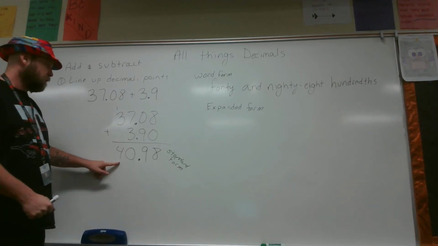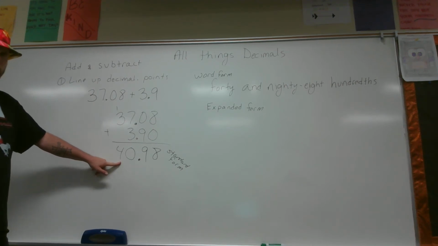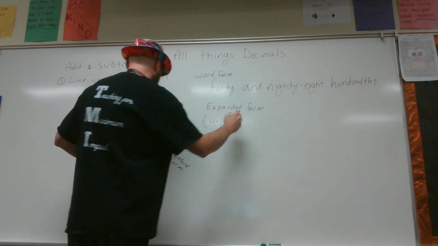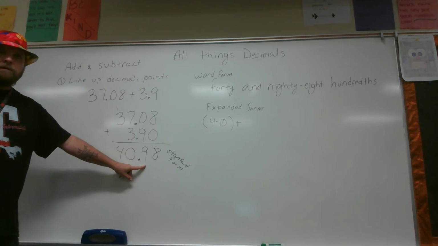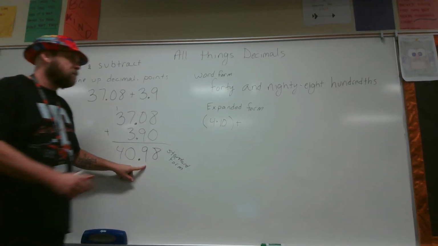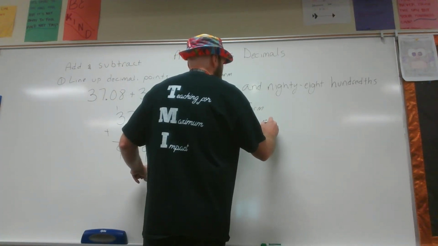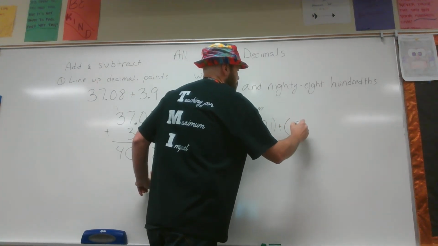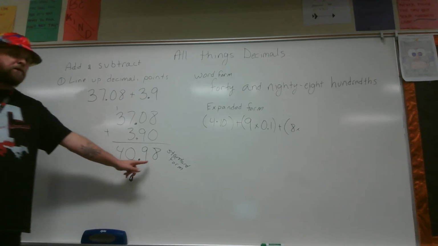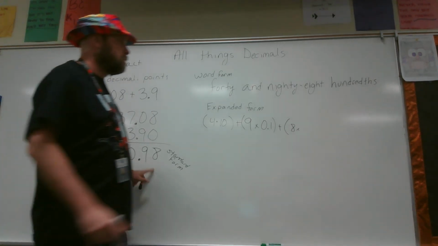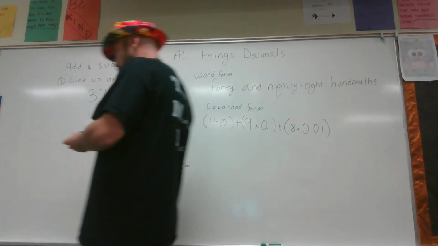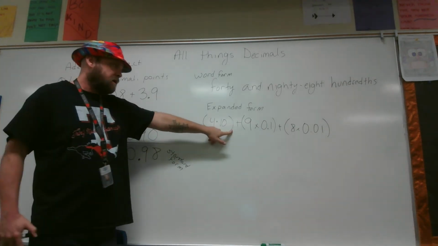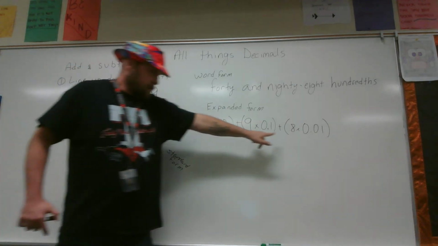What place value is the 4 in? 4 tens. Good. So you'd have 4 times 10 plus, do we have any ones? No. 9 tenths. Good. Plus 9 times 1/10, and then plus 8 times 1/100. What place is the 8 in? The hundredths. Okay? So if you did the math, 4 times 10 is 40, plus 9 tenths, because 9 times 1/10 is 9 tenths, plus 8 times 1/100 is 8 hundredths.